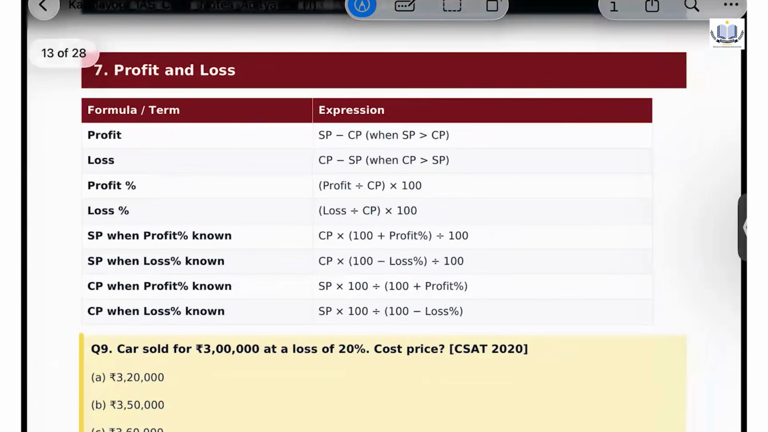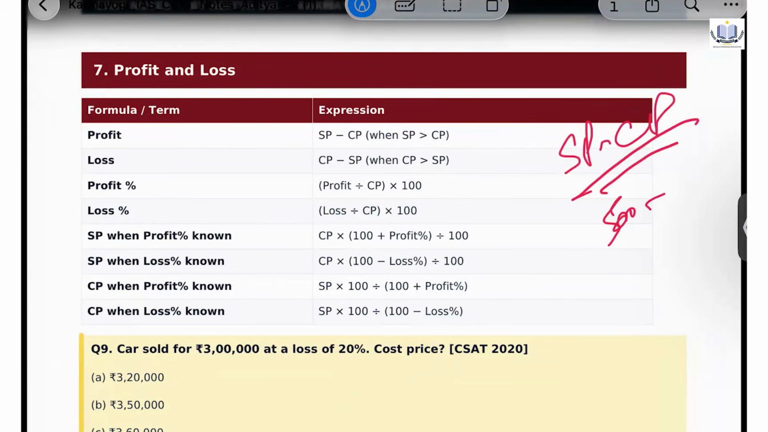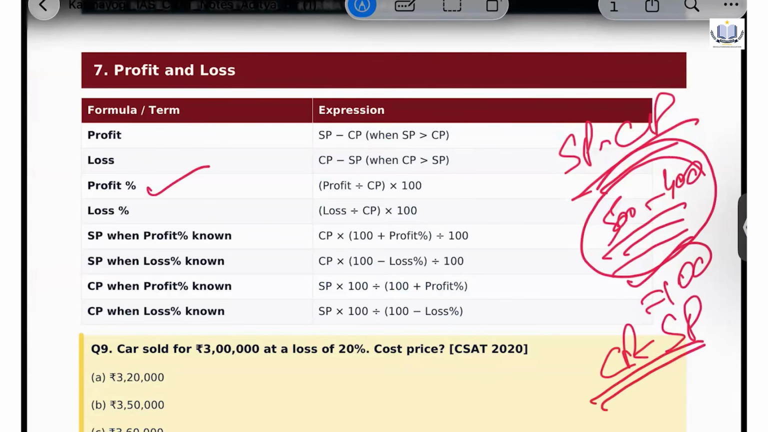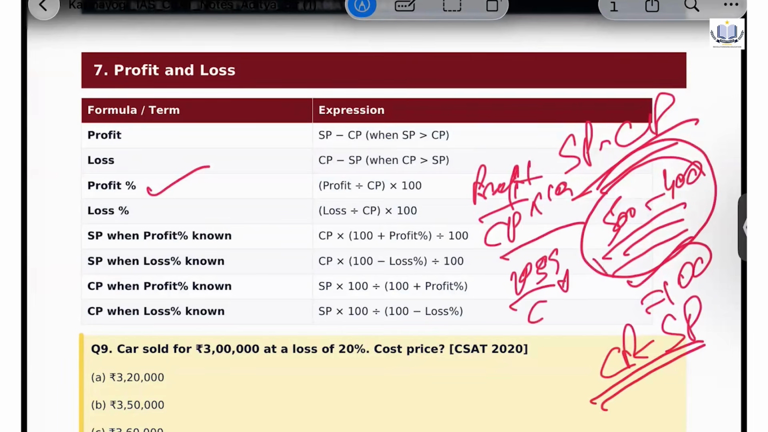Let's see profit and loss. Profit equal to selling price minus cost price. मतलब 500 rupees में if you have sold a book and 400 is the cost of it, तो 100 is your profit. Loss भी वही हो जाएगा. Cost price इसमें is bigger than the selling price, so cost price minus selling price equal to loss. Profit percentage will be profit divided by selling price into 100. Loss में loss divided by selling price into 100.